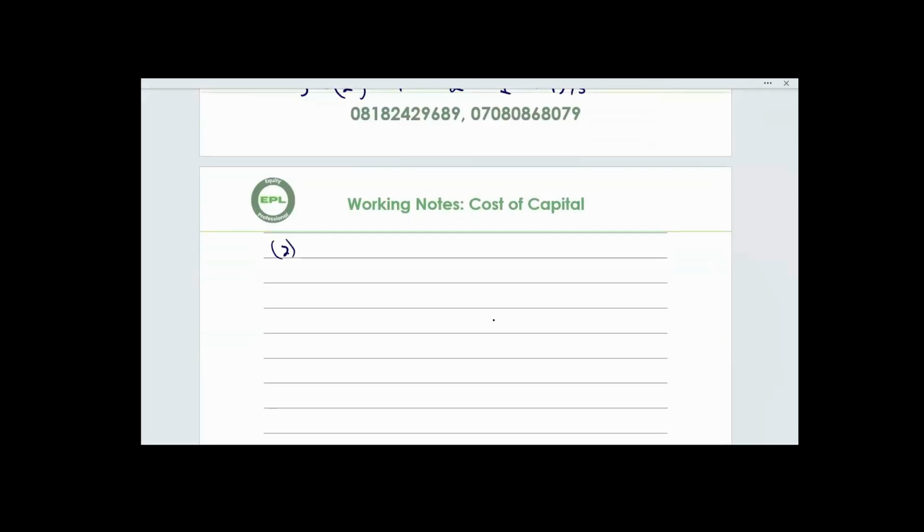Working number 2, we want to calculate the XDIV, ex dividend share price. So you are going to convert the cum div to XDIV. You pick the cum div. Don't forget what I said. The cum div simply means cumulative. That is the share price that includes dividend. So cum div share price.